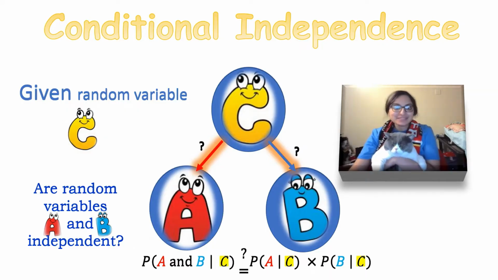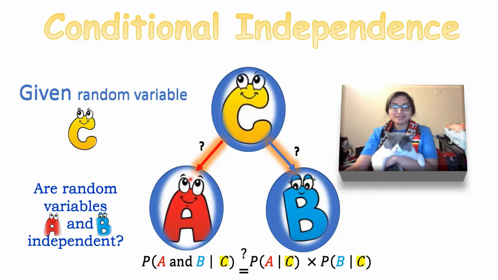So the question then is, given random variable C, are random variables A and B independent? So A and B independent of each other given C. The formula that we'll be using is to see if the probability of A and B given C is equal to the probability of A given C multiplied by the probability of B given C, for all values of A, B, and C.